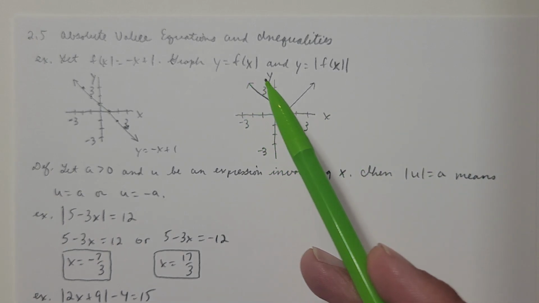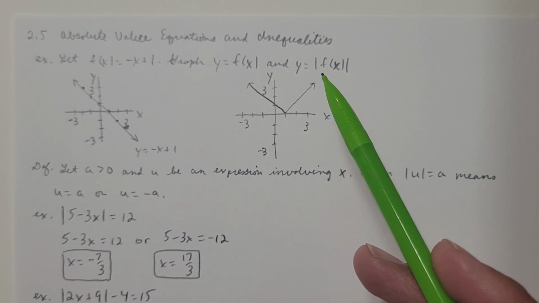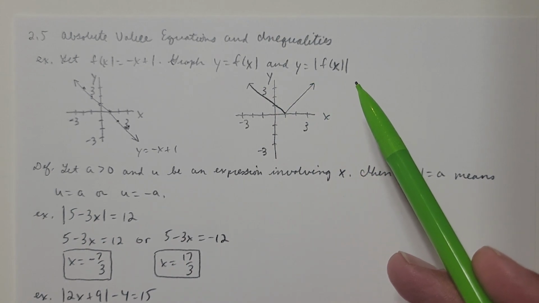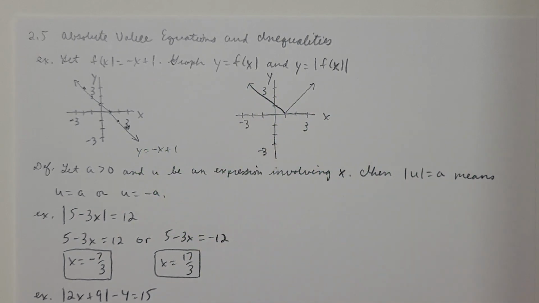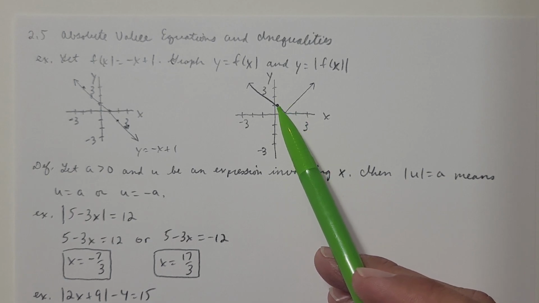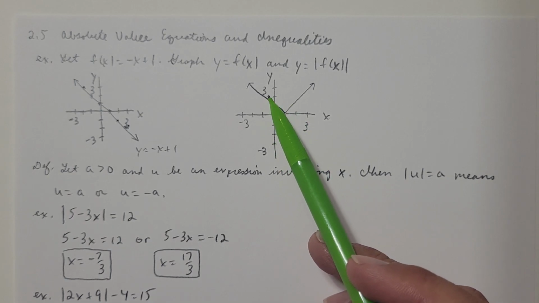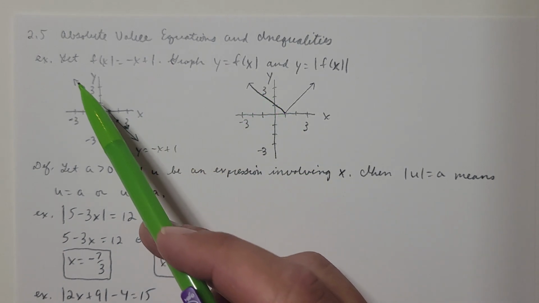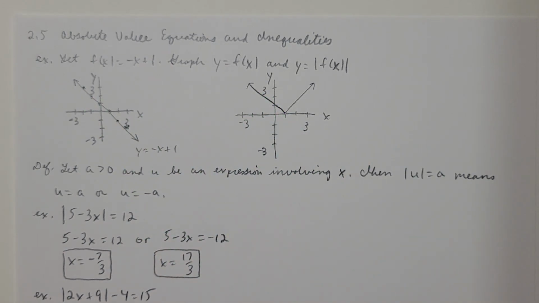Now, I want us to graph y equals the absolute value of f of x. We already graphed y equals f of x. That's this guy here. So y equals the absolute value of f of x. Well, I can begin by plotting the points (1, 0), (0, 1), (-1, 2), (-2, 3), just like I did over here. And now another thing, I know that anything coming out of the absolute value bars is never going to be a negative.